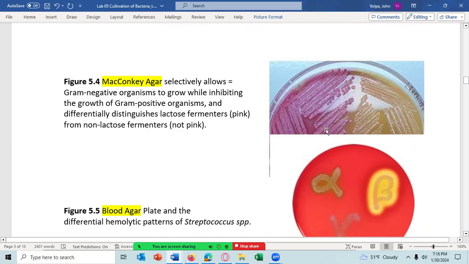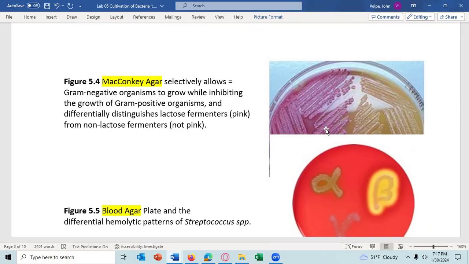MacConkey's agar is selective in that it contains ingredients that prevent the growth of gram positives. What those are, you don't need to know this, I'm just telling you, is that MacConkey's media contains bile salts, which you can find in the intestines, and that's why gram negatives grow around bile salts. But gram positives don't like it, so they don't tend to grow. And it also contains crystal violet, a dye which gets in the gram-positive cell wall and then prevents the cells from growing. So on MacConkey's agar, generally gram-negatives grow and gram-positives do not. And this one is actually pretty good at being selective, meaning usually the bacteria either grows or it does not.